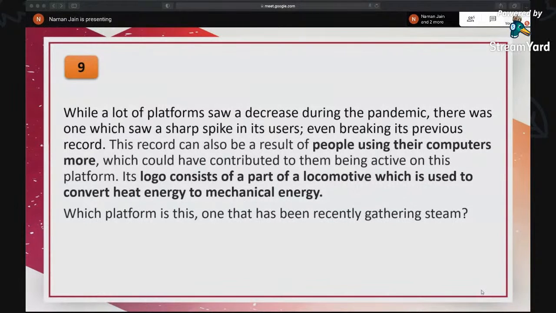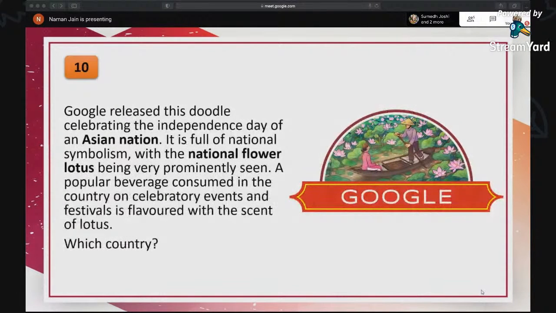So moving ahead to the last question of trends. Google released this doodle celebrating the Independence Day of an Asian nation. So Google Doodle, Asian nation, that is the first hint. It is full of national symbolism. The image is important here, with the national flower lotus being very prominently seen. Look at the dress of the person, the type of hat he is wearing, and the surroundings. Popular beverage consumed in the country on celebratory events and festivals is flavored with the scent of lotus.